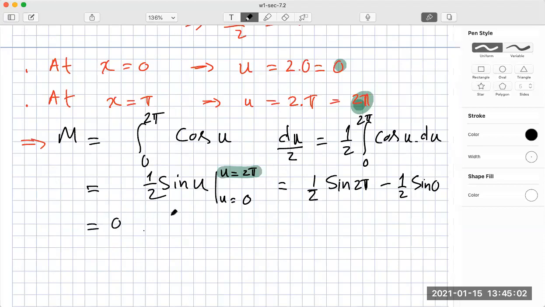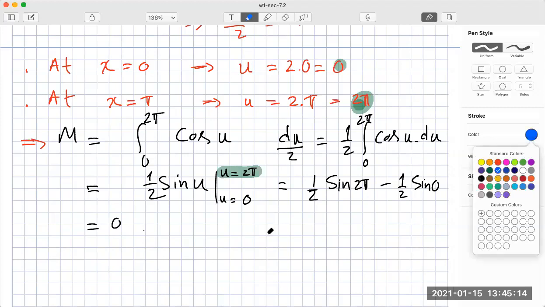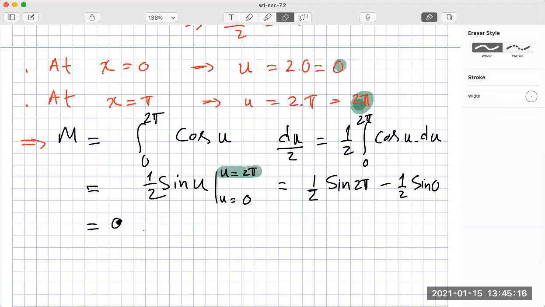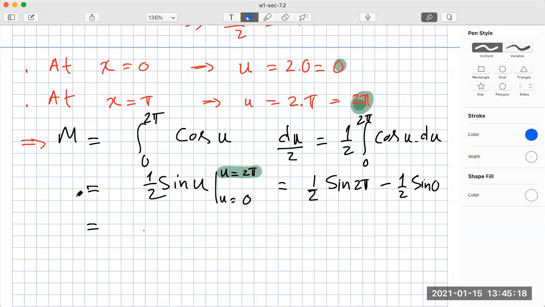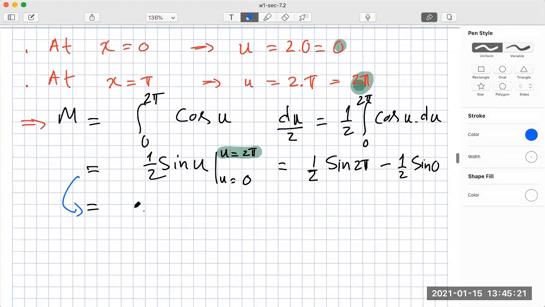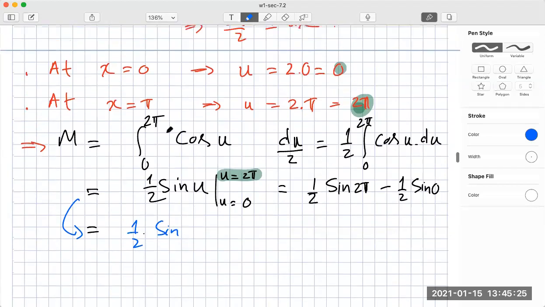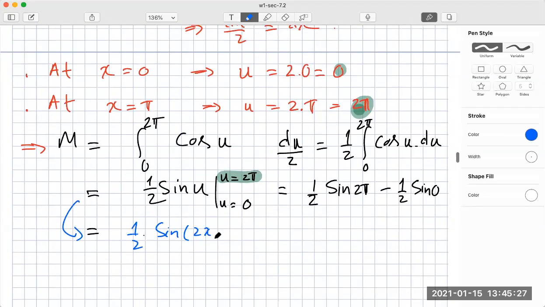Because this is a definite integral, we can evaluate the value of u at specific numbers here, or we can write everything in terms of x, the original variable. For example, we can continue writing this here. It will be 1/2 sine, and u will be 2x, right? 2x.